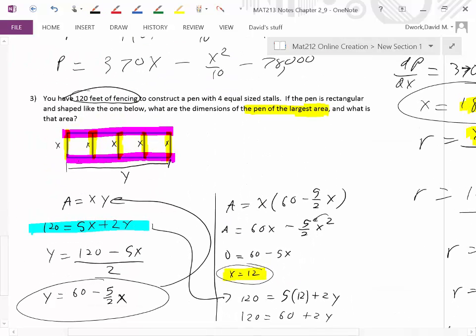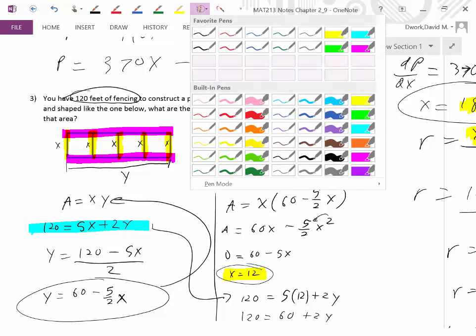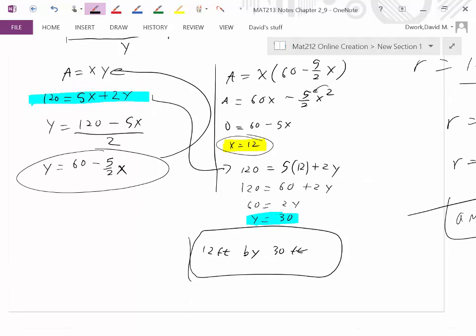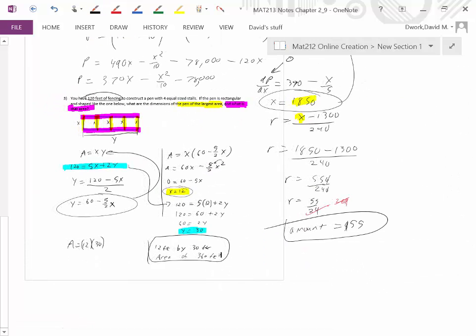Did it ask us for the maximum area? Oh, yep, there it is. Don't forget to always check. And what is that area? Well, now that's easy though, right? Because we'd just say the area is 12 by 30. So area equals 12 times 30. So let's see, 3 times 12 is 36, times 10 is 360. So 12 by 30 feet and an area of 360 feet squared.